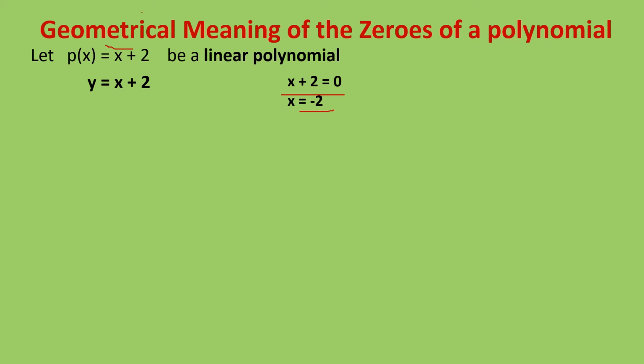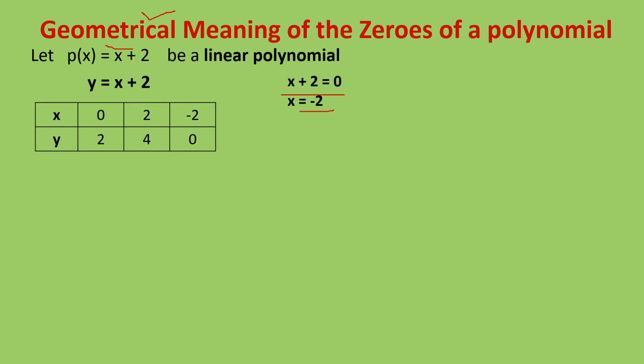But here we have to do the geometrical meaning. So first we will plot the graph of this linear polynomial, and then we will find the zero. For that, what will we do? We will find the coordinates of the polynomial. Coordinates means the value of x. For a particular value of x, we will find the corresponding value of y. So here I have made a table of x and y.